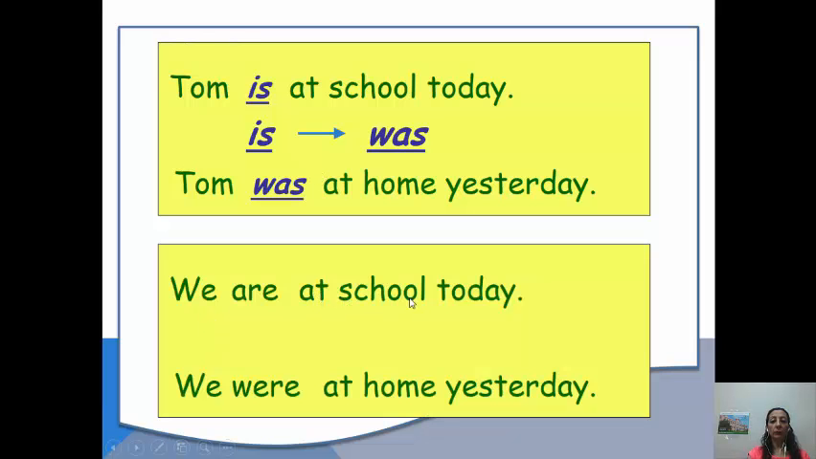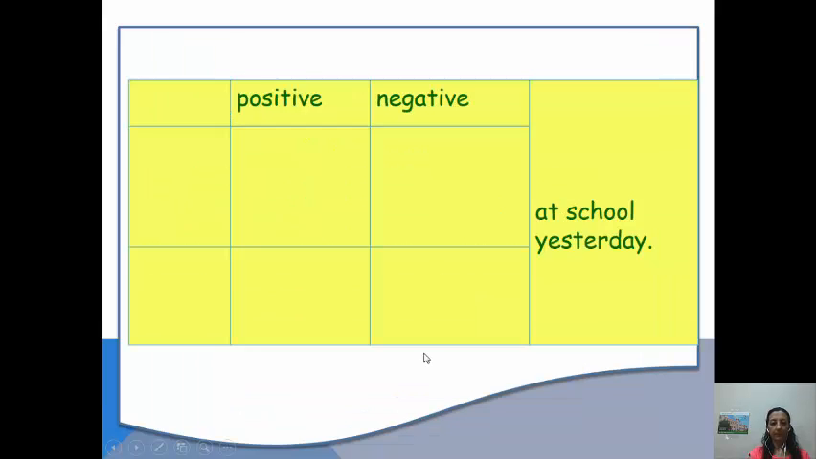We are at school today. This is the present. We were at home yesterday. This is the past. So, are in the present changed to were in the past. So, verb to be in the present is, am or are, and in the past was or were. Let's see with all the personal pronouns.